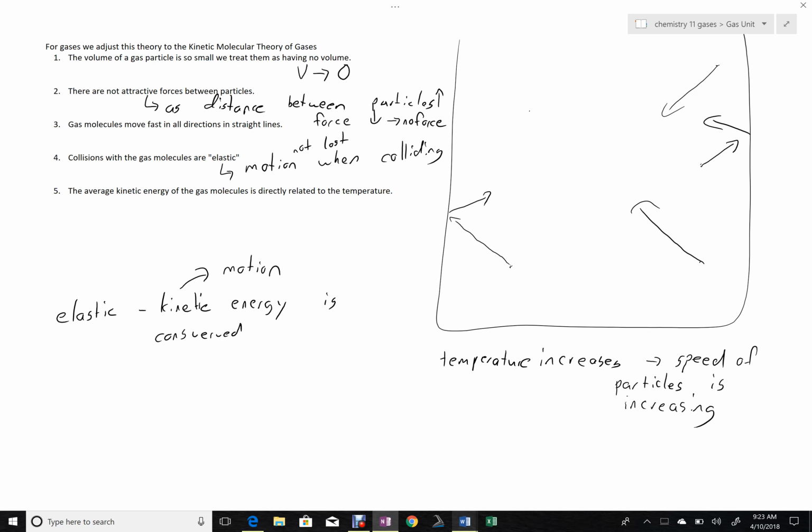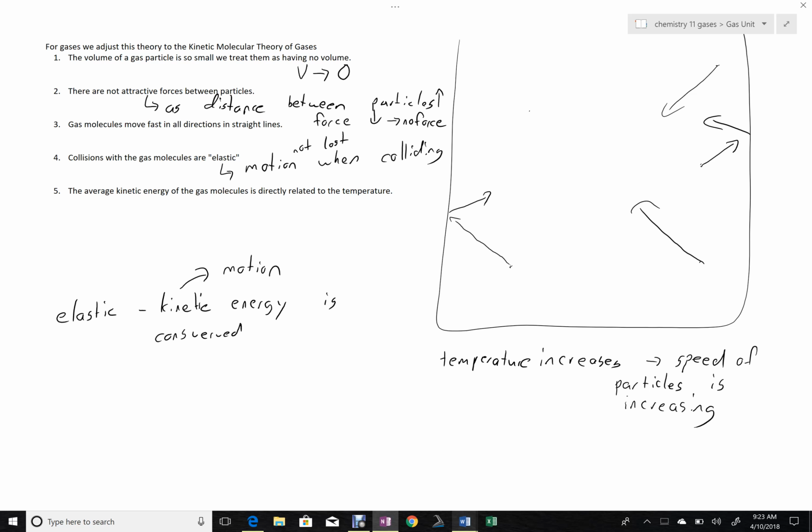The volume of a gas particle is so small we treat it as having no volume. So essentially the space between them has gotten so big that their size doesn't matter. There are no attractive forces between the particles. Again, the distance between the particles has gotten so large that that force has gotten so small that we can consider it to be ignorable. Gas molecules move fast in all directions in straight lines, so if there's no forces acting on them, they're just going to keep flying around.